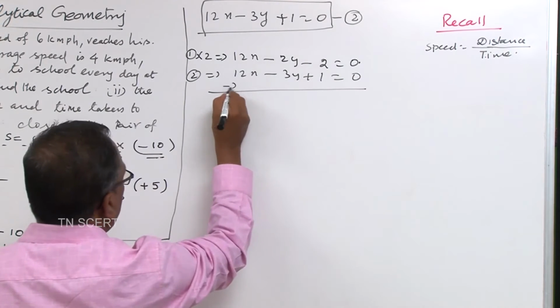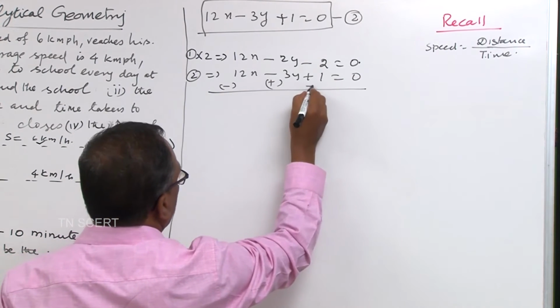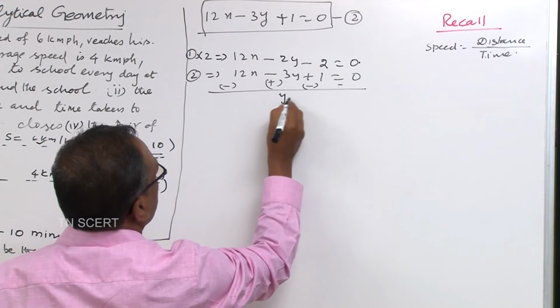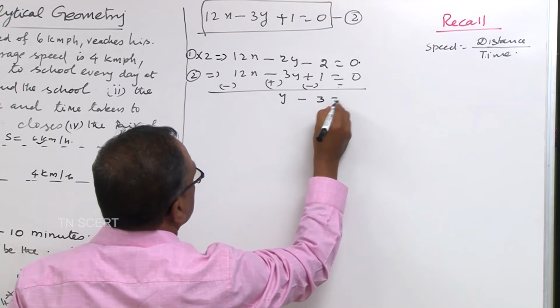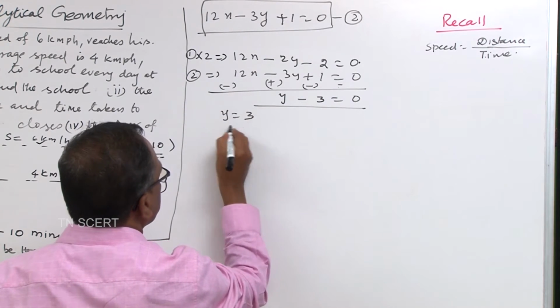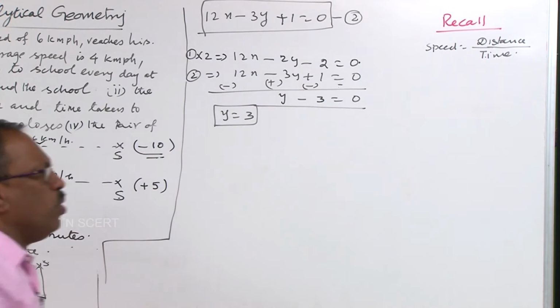By simplifying, what are you going to get? So here, plus y minus 3 is equal to 0. So y is equal to 3. We found the value of y.